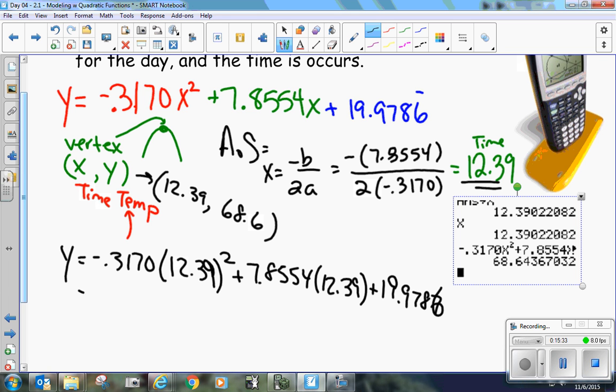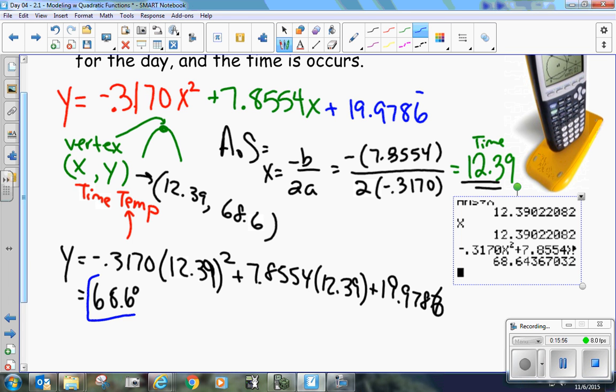That equals 68.6 degrees. I mean, does that make sense? According to our table, the high temperature was 68 degrees, right? At noon, at 2, at 4. So the high temperature should be somewhere around 68 degrees. And according to our model, it's 68.6. Okay? So that is the high temperature.